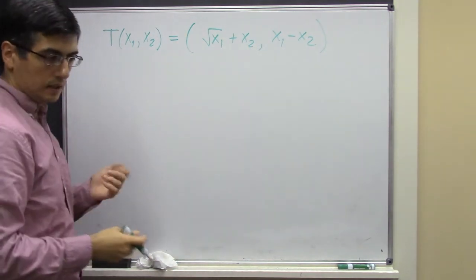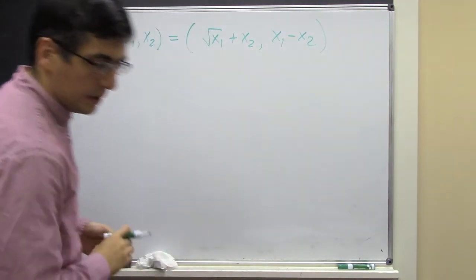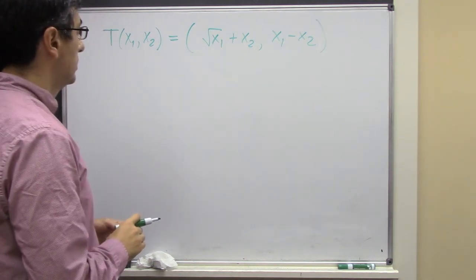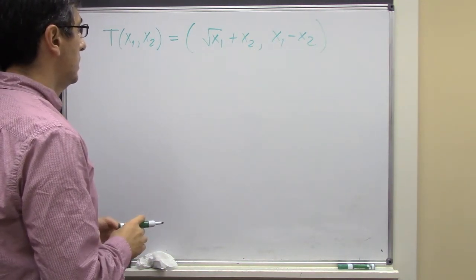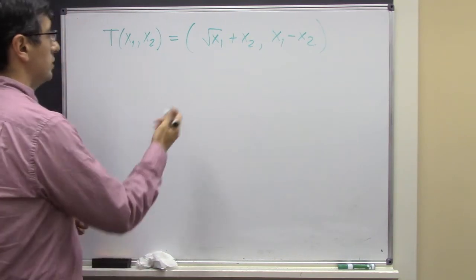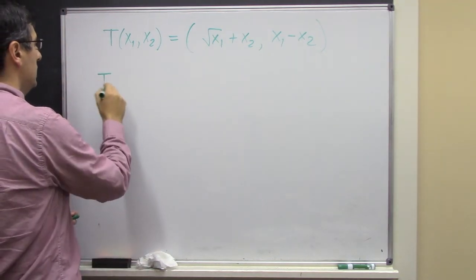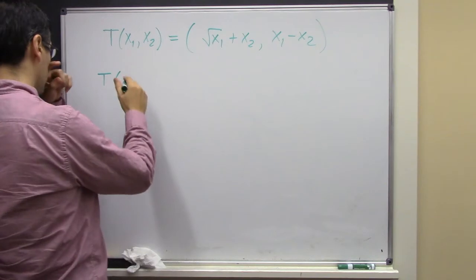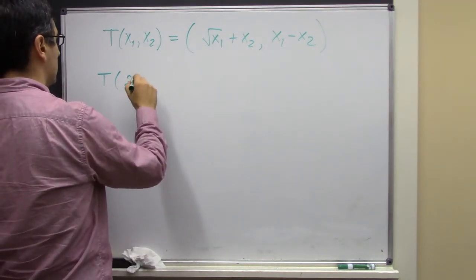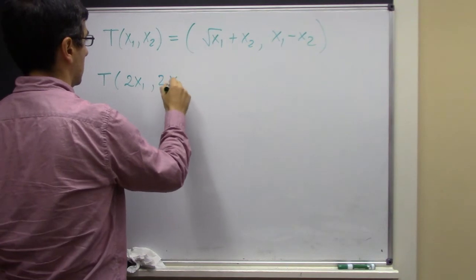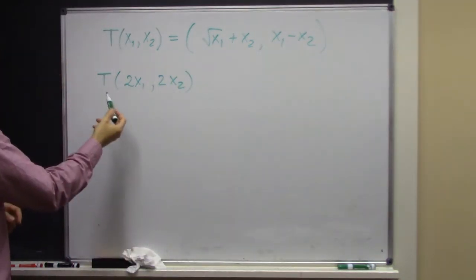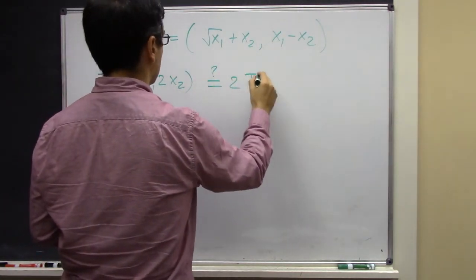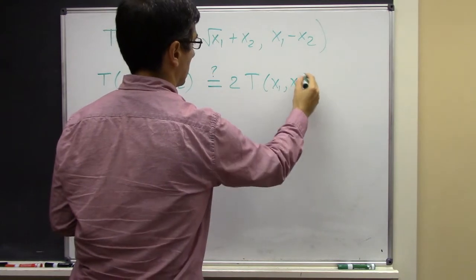So, you can see this in different ways, but maybe the easiest is to do the following. Let's multiply this by 2, and then if this is a linear transformation, we would get T(2x1, 2x2) equal to 2 T(x1, x2).